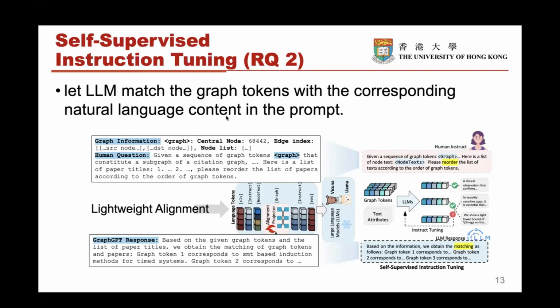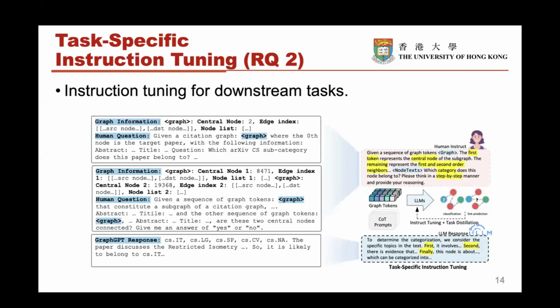The graph instruction tuning paradigm has two stages. The first stage is self-supervised instruction tuning. We input the unlabeled graph into the LLM and let the LLM match the graph tokens with the corresponding natural language content in the prompt. For example, different nodes may represent different papers. We want the LLM, based on the graph tokens, to reorder the shuffled paper list. Note that we only tune the parameters of the projector, so our alignment is very lightweight.